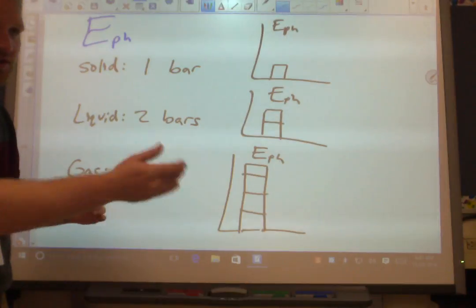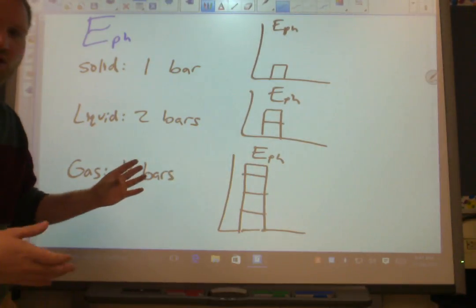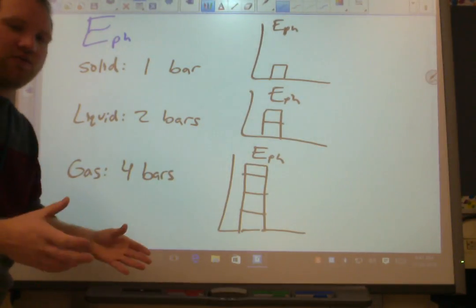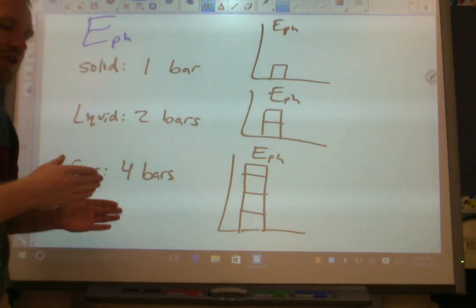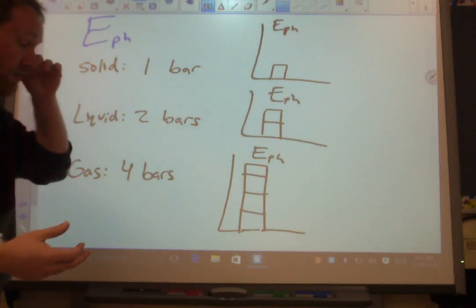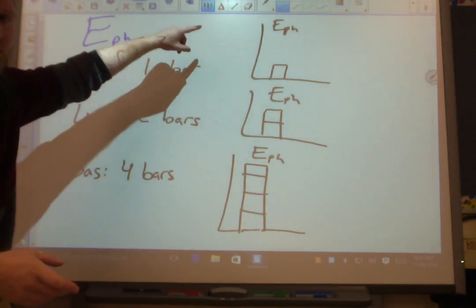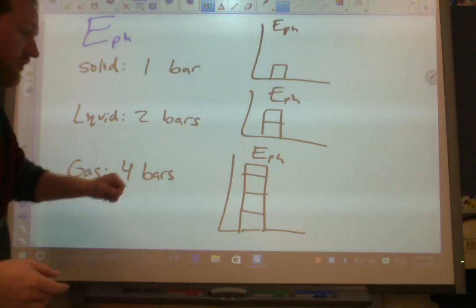And skipping 3 is kind of symbolic of the fact that when you go from a liquid to a gas, it's such a huge jump in energy. Solid to liquid is a relatively small jump. Liquid to gas is a huge jump. This is just like the whoosh lines. 1 for solid, 2 for liquid, 4 for gas.